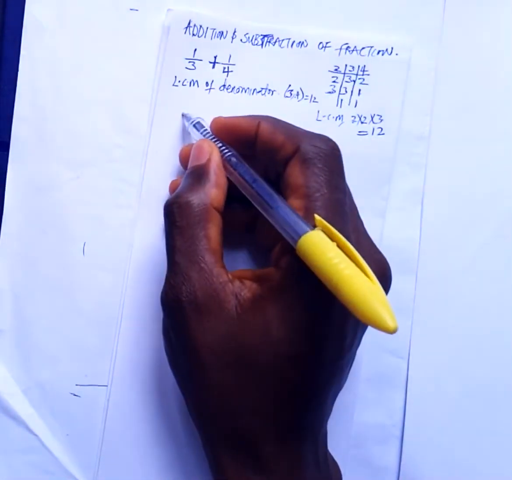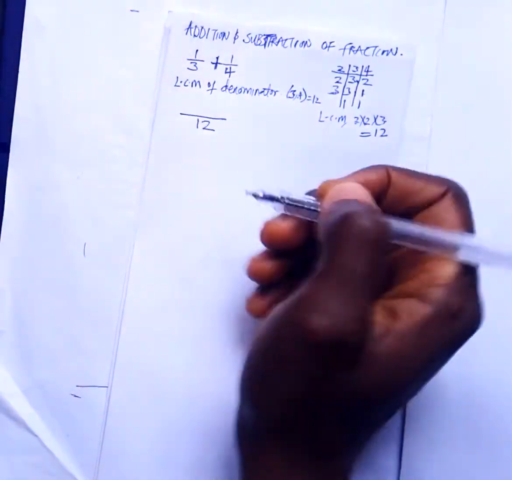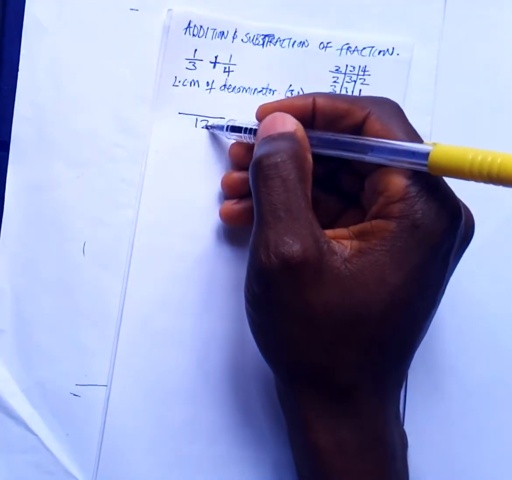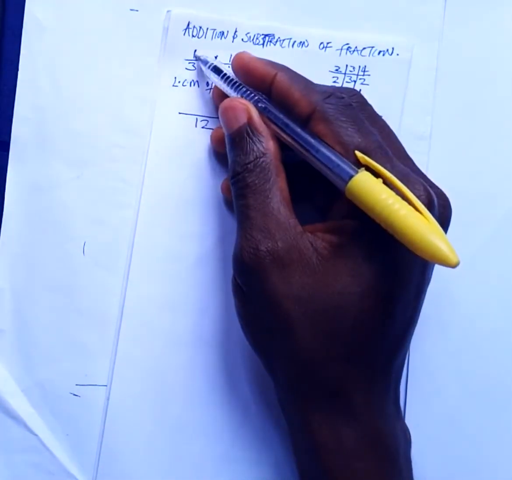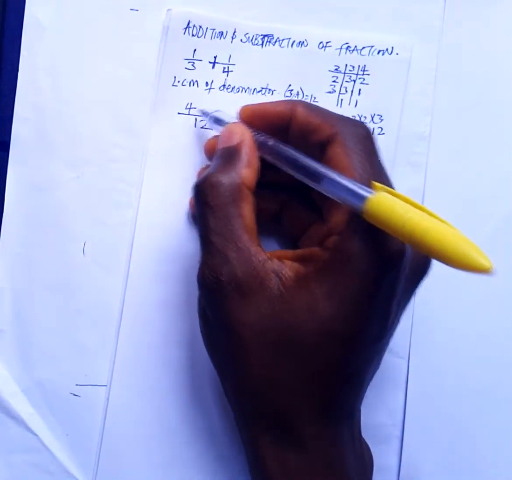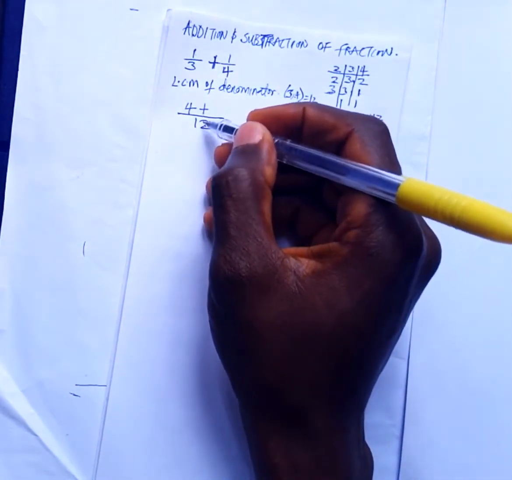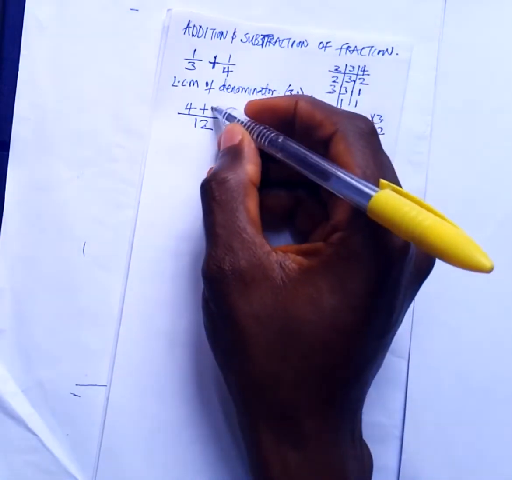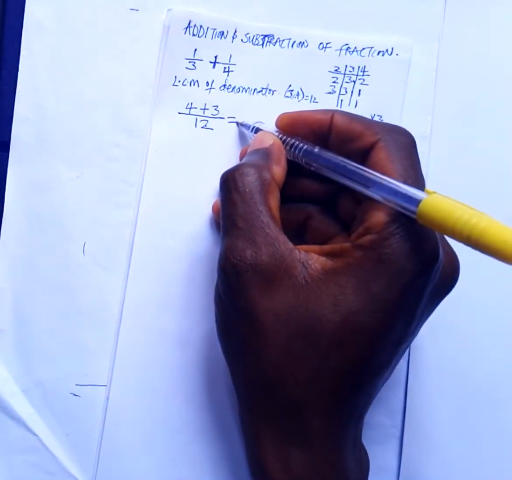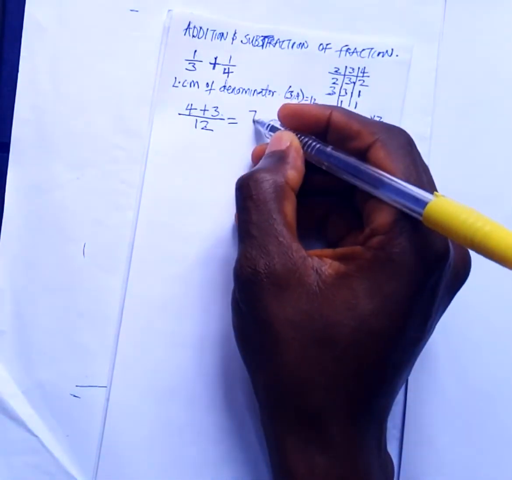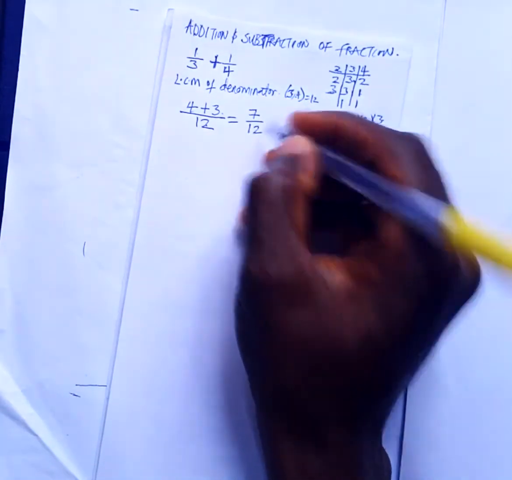So the LCM of 3 and 4 is 12. So we find the LCM, 12. 3 in 12, 4. 4 times 1, 4. 4 in 12, 3. Then we now multiply by this one. 3 times 1, 3. So this is clear now. 4 plus 3, 7 over 12.